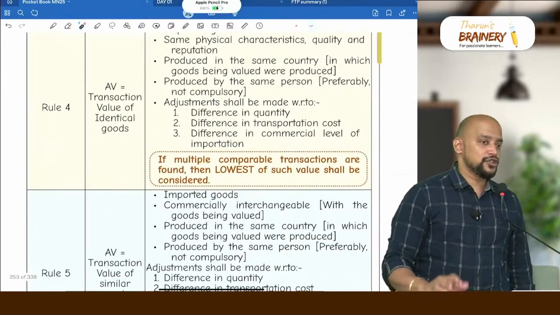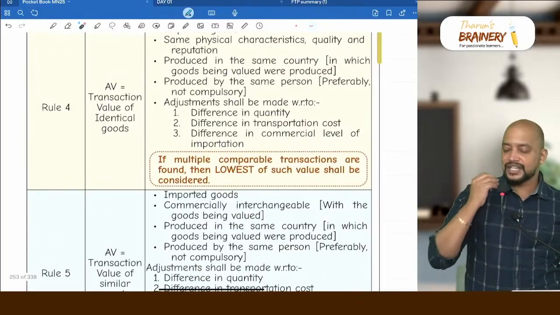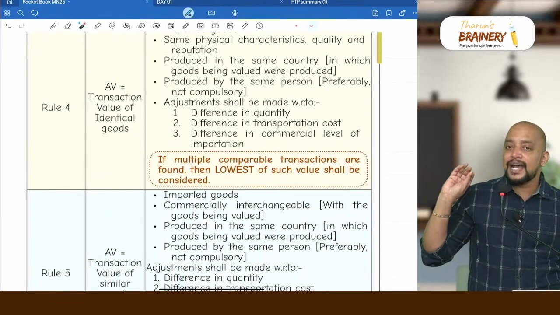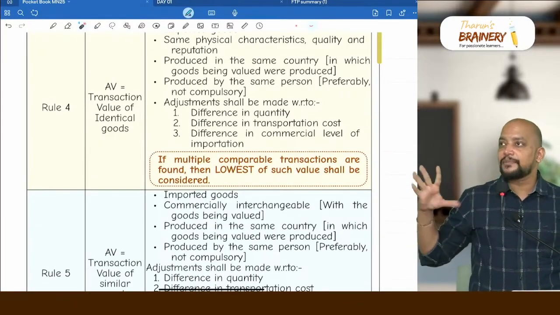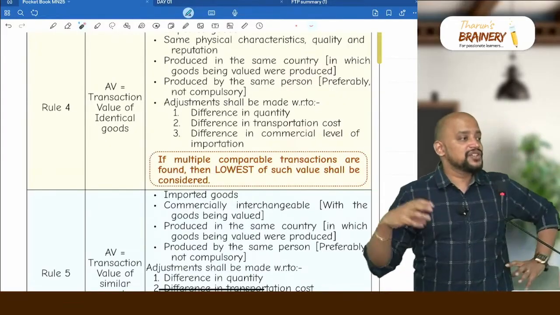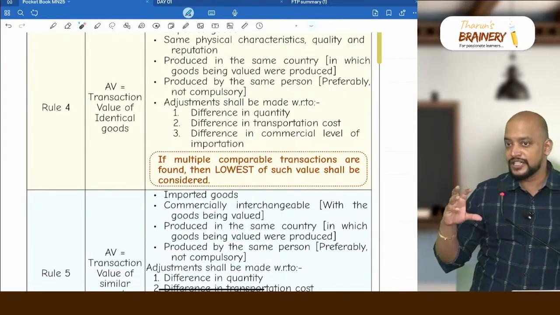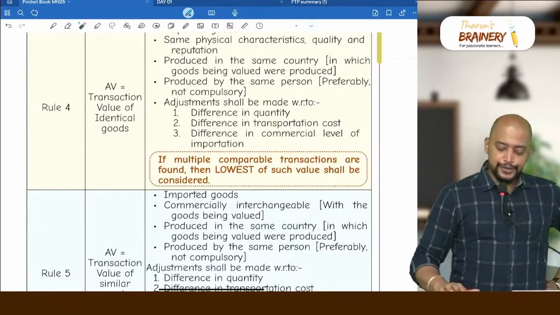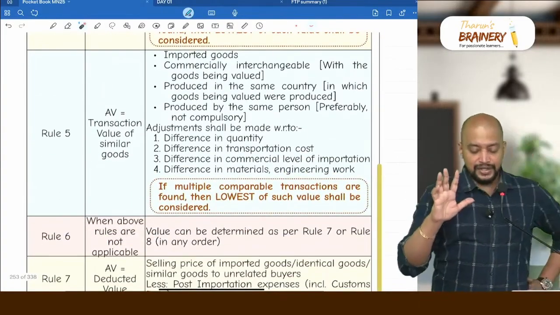The lowest value should be taken. Okay, this is about transaction value of identical goods, an untapped area. So definitely I am expecting a question by including these adjustments. They can make some adjustments and they can coin some questions on this basis. So there is a possibility of testing question on this in these lines.